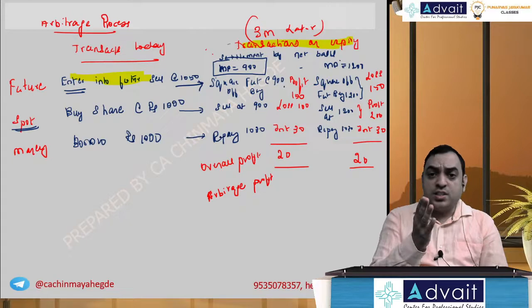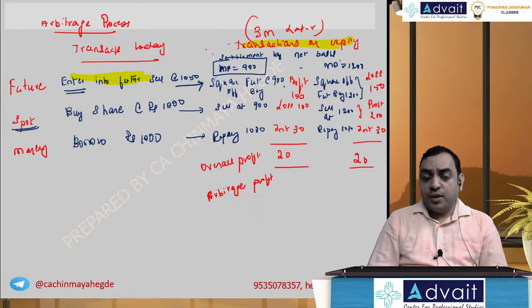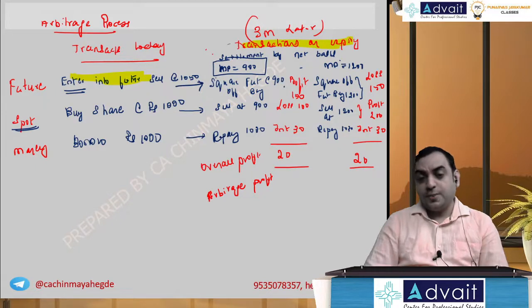So this is the futures. We have done with the speculation. We are done with the arbitrage. After this, a very important concept from the exam point of view. Almost every two attempts, one, they will ask. That is hedging.